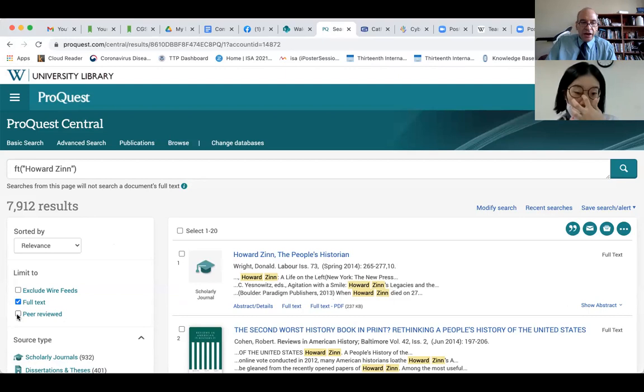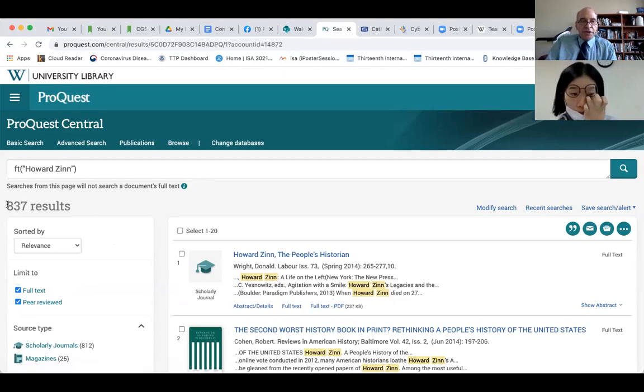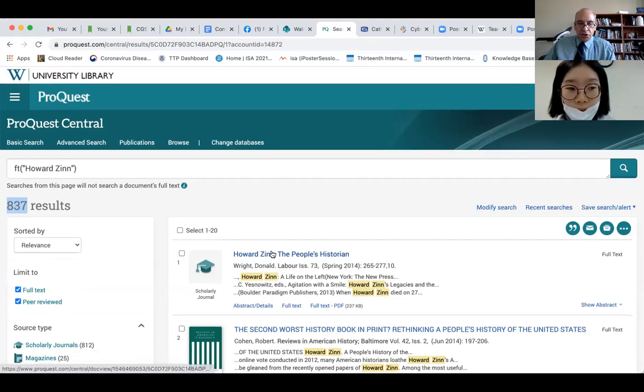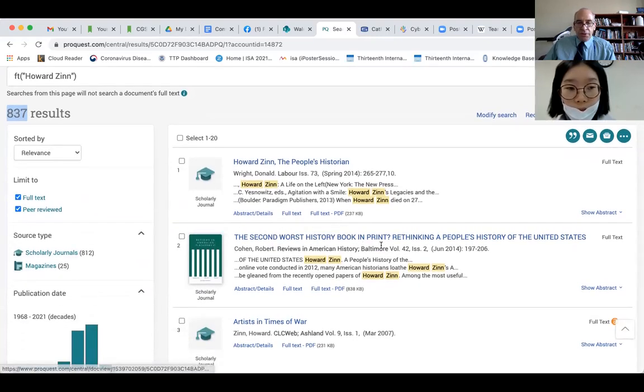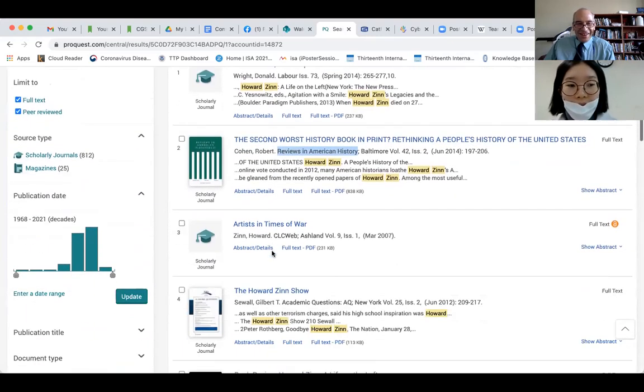But look what happens when I click peer reviewed. It drops to 837. So it's difficult to get published in peer-reviewed work. Here's "Howard Zinn, the People's Historian," and "Labor Journal, the Second Worst History Book in Print: Rethinking A People's History of the United States." Ooh, this person doesn't like Howard Zinn. Whoever this is, I don't know.